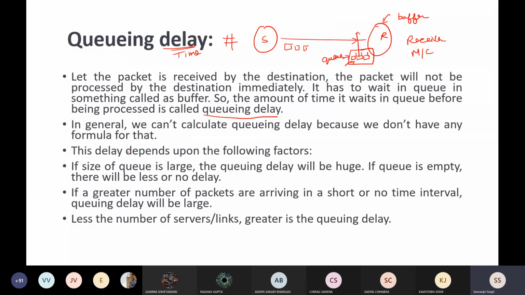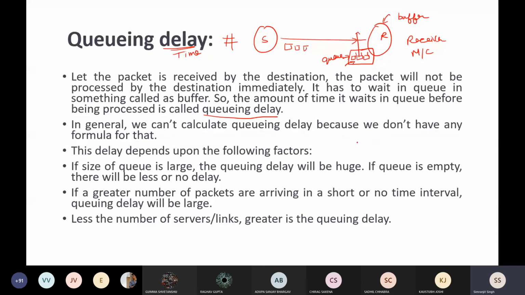specifications. So the delay depends upon the factors. If the size of the queue is large, the queuing delay will be huge. If the buffer is large, the packets that are in the queue will also be large. So that is why the queuing delay will be large. If a greater number of packets are arriving in a short or no time interval, queuing delay will be large also.